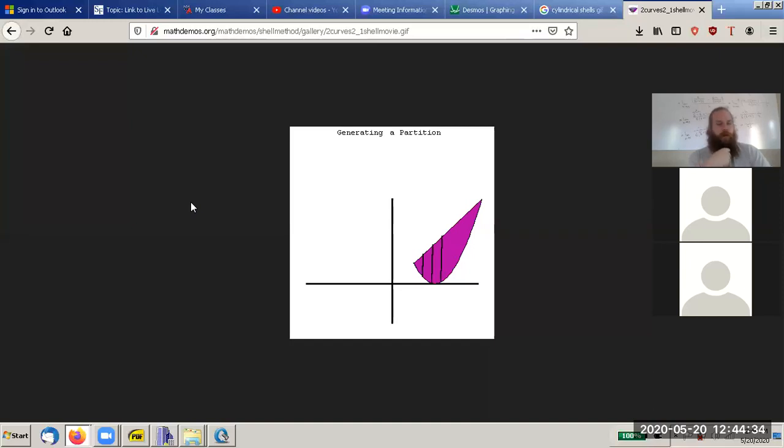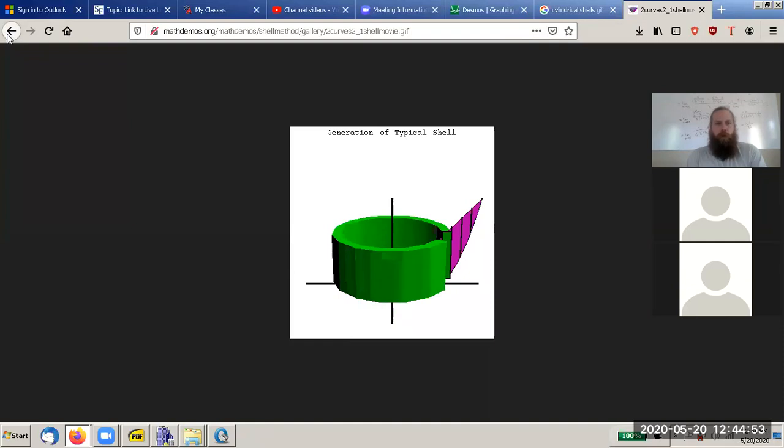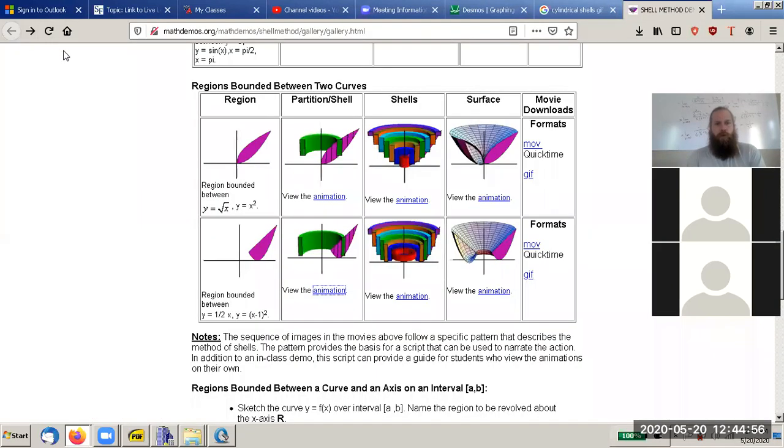And the idea is that if we're able to come up with a formula for what happens with one of the shells, we can integrate that to find what happens with all of the shells. And all of the shells is the whole solid. So that will be the whole volume. So take a look in the chat. I pasted a link to this website. And I think if you play around with those animations, they'll help you develop your intuition a little bit more.